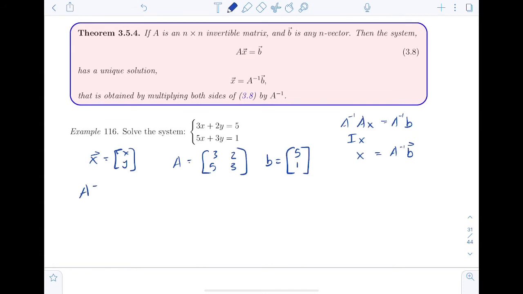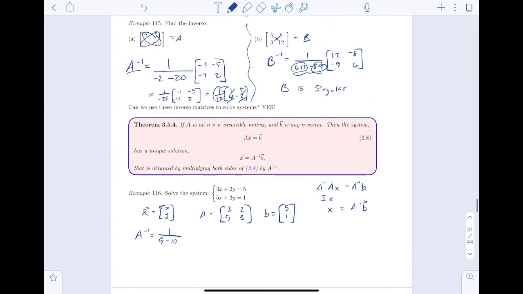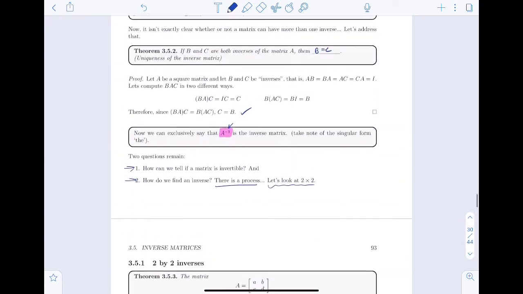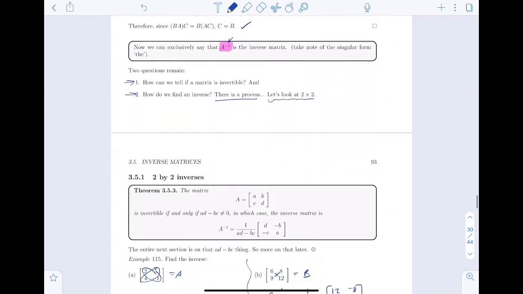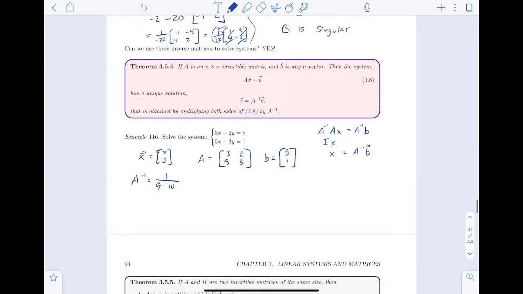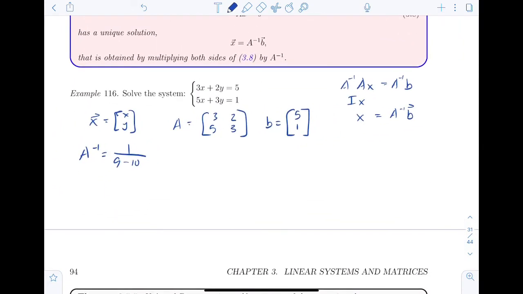Okay. Well, what's A inverse? So A inverse is going to be 1 over 9 minus 10. Wait, did I already do that one? 3, 2, 5, 3. Nope, I didn't. Okay, well, that's all right, we'll do it. 1 over 9 minus 10 times, okay, we switch the 3's and we make these negative, negative 5, negative 2. We see that that's negative 1, so this is just negative 3, positive 2, 5, negative 3.